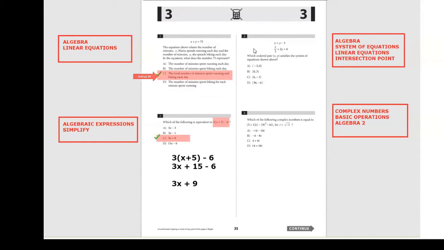All right, very good. Hi Ming, can you read example 3? We're going to a system of equations. Number three, x equals y minus 3, x over 2 plus 2y equals 6. Which ordered pairs x, y satisfy the system of equations shown above? All right, how would you solve a system of equations like this? You make y by itself.